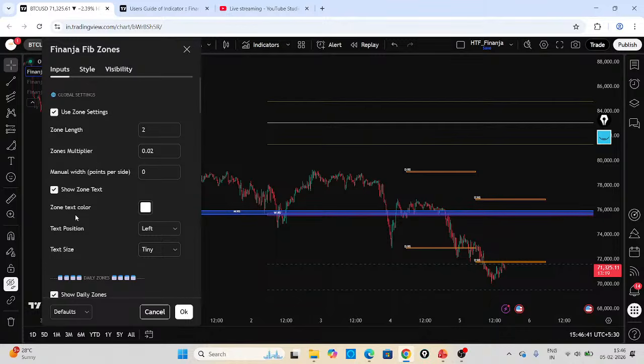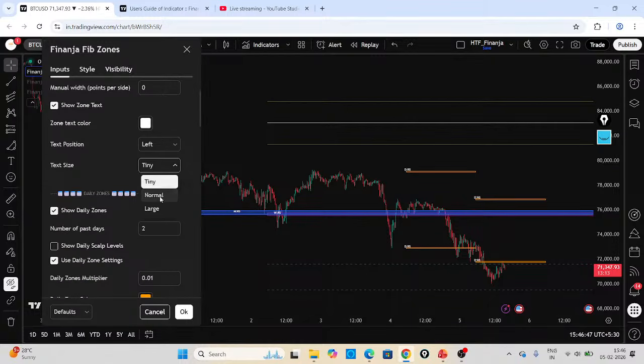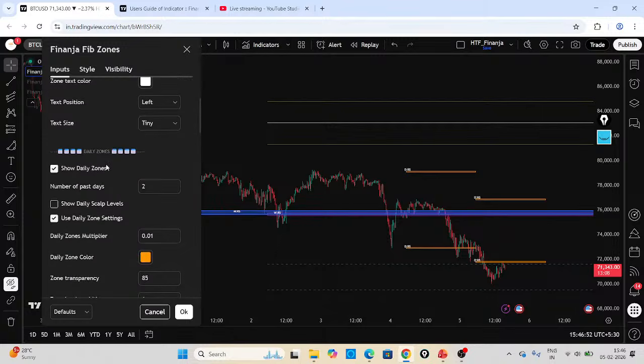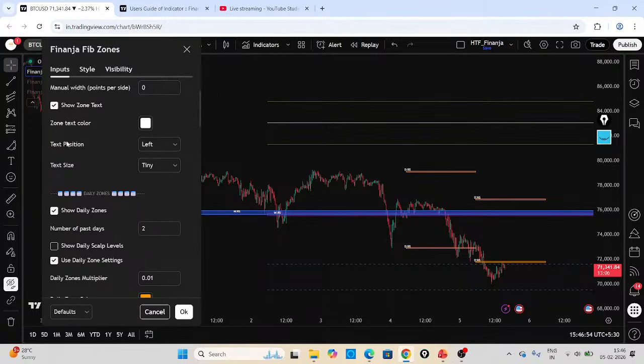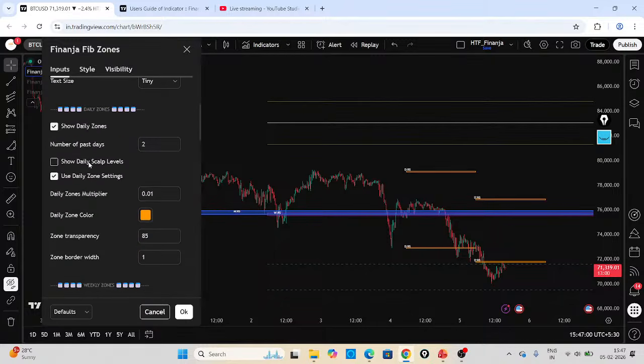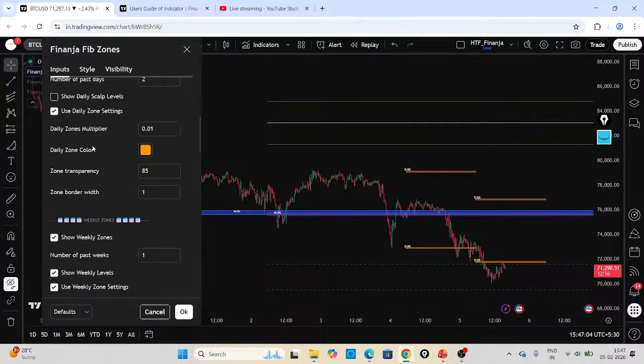Okay, and all these text zones, if you don't want, you can switch them off, and if you want any tiny or small, you can increase the lines also. Okay, I don't want to waste more time, because you guys will already be knowing this. The important part I will cover. So daily zones, I'll come to daily zones.